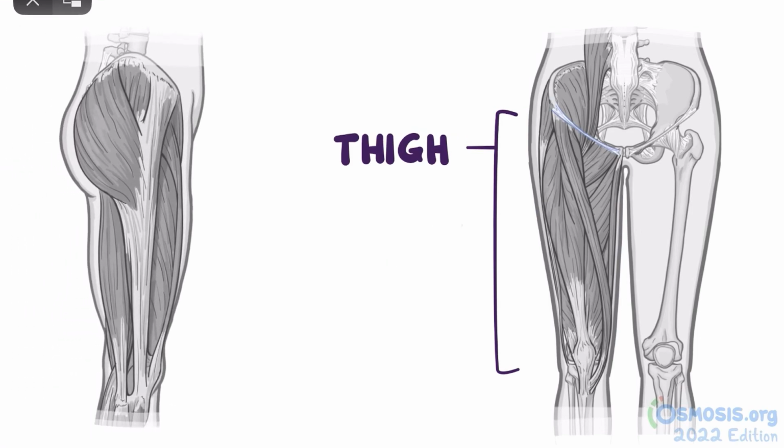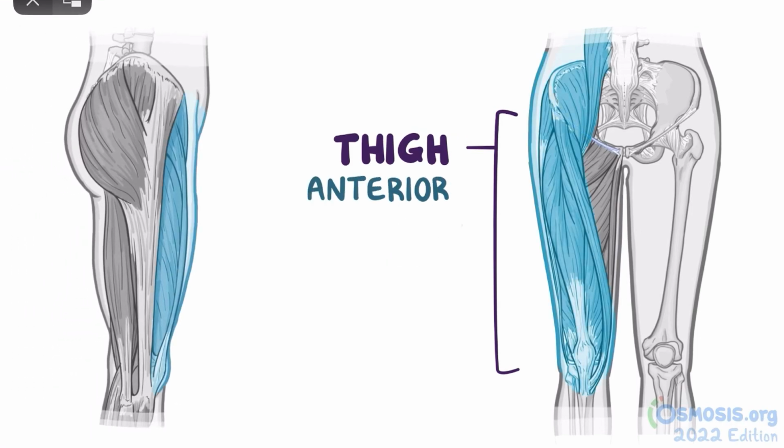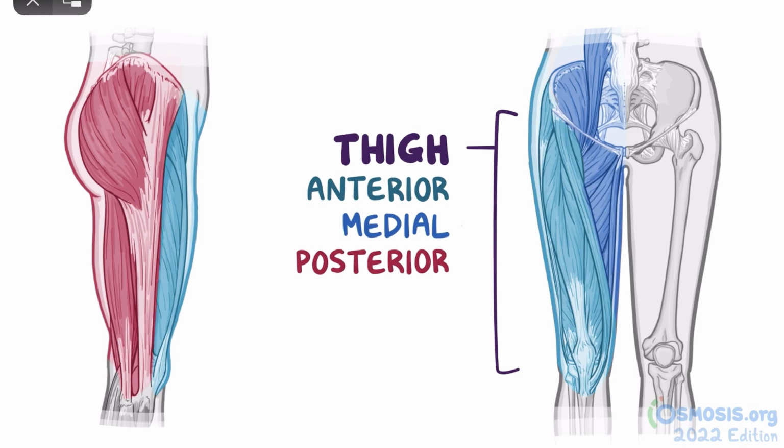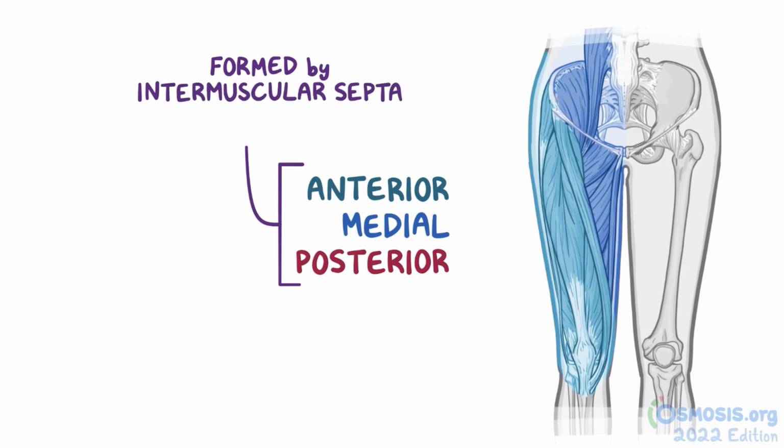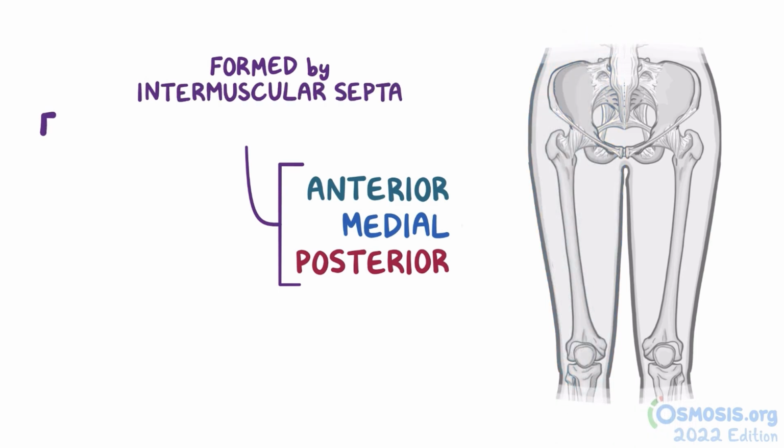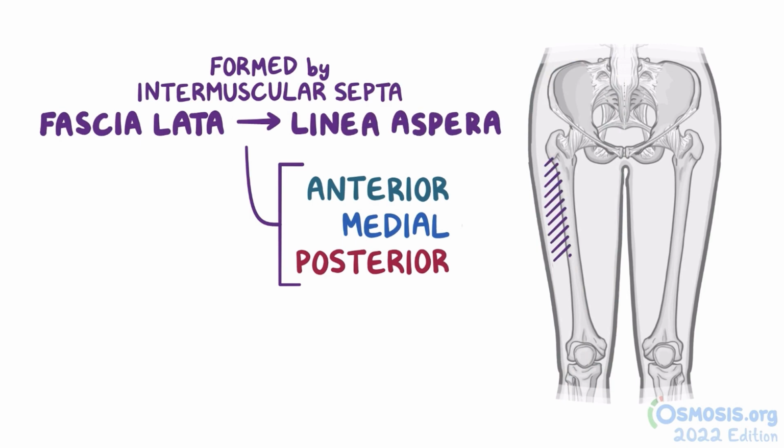and it can be divided into anterior, medial, and posterior compartments that surround the femur. These compartments are formed by the intermuscular septa that originate on the inner surface of the fascia lata and attach to the linea aspera of the femur. And, more importantly, each compartment contains its own muscles, as well as blood vessels and nerves.